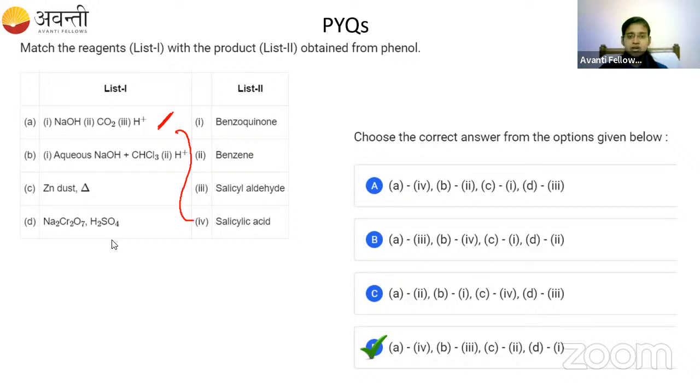And what about the second one? Aqueous NaOH with CHCl3 leading to the formation of salicylaldehyde is the Reimer-Tiemann reaction. Yes, Reimer-Tiemann reaction. Very good. Zinc dust leading to the formation of benzene is a reduction reaction, and the last one is the oxidation reaction. Very good. So option D is the correct answer.